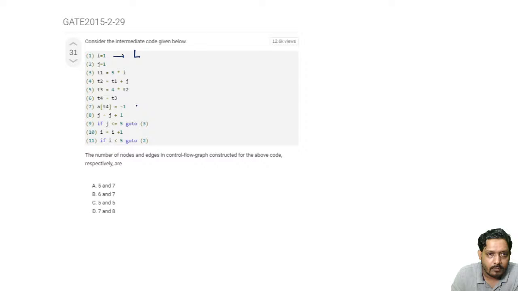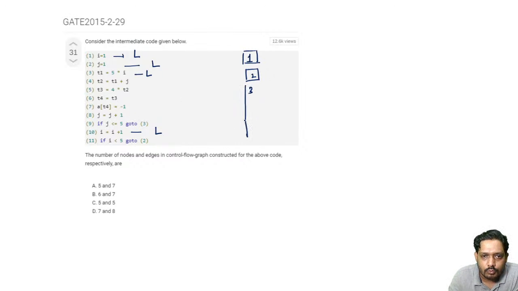So this is the leader. 2 is a leader and 3 is also a leader. Very quickly you can identify these leaders because of the first statement and the target. Another thing in this case is that any instruction after the branch instruction will also be a leader. Here is only one statement, statement number 1, and here statement number 2, and then you have 3 all the way to 9, and then we have 10 and 11 in one group.